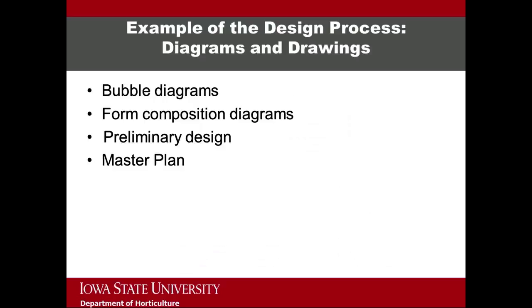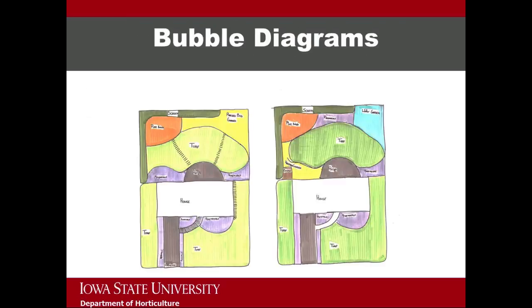Reviewing again the order of the design process using these diagrams and drawings, you have the bubble diagrams, form composition diagrams, the preliminary design, and the master plan. I also wanted to provide more examples of each of these diagrams. So, here are 2 bubble diagrams of the same property where the spaces are organized differently.